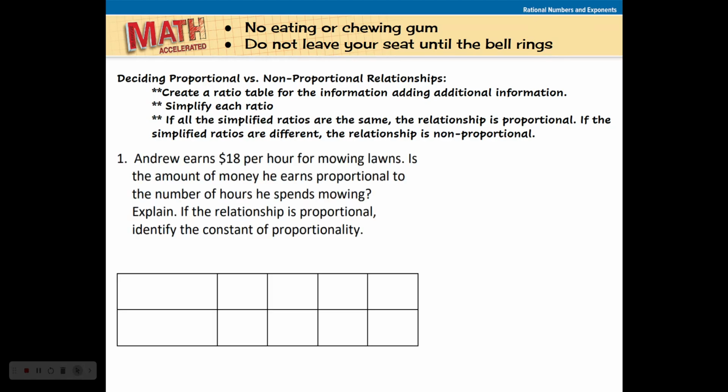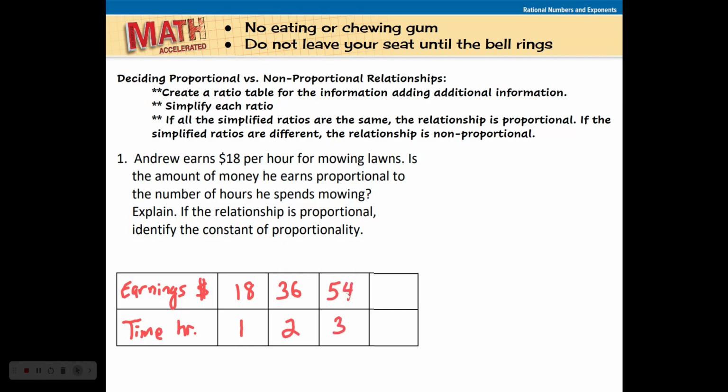Number 1, Andrew earns $18 per hour for mowing lawns. Is the amount of money he earns proportional to the number of hours he spends mowing? Explain. If it is proportional, identify the constant of proportionality, or the COP. So we are comparing earnings to the time. So for 1 hour, he would earn 18. For 2 hours, he would earn $36. 3 hours, 54. And 4 hours, 72.